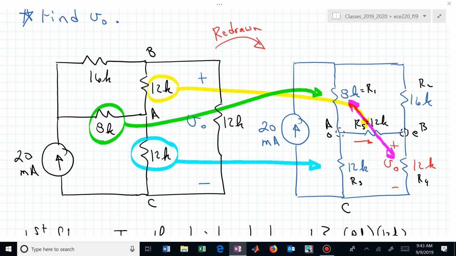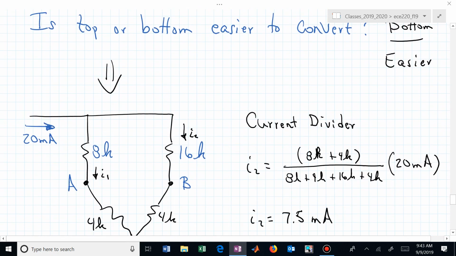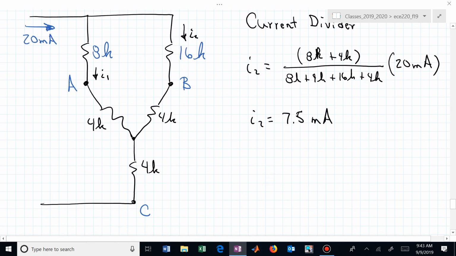V naught. That now becomes that voltage, V naught. How do we find that voltage? Do you see I2 is going to, Ohm's law is what we're using. V naught is 4K times what current?